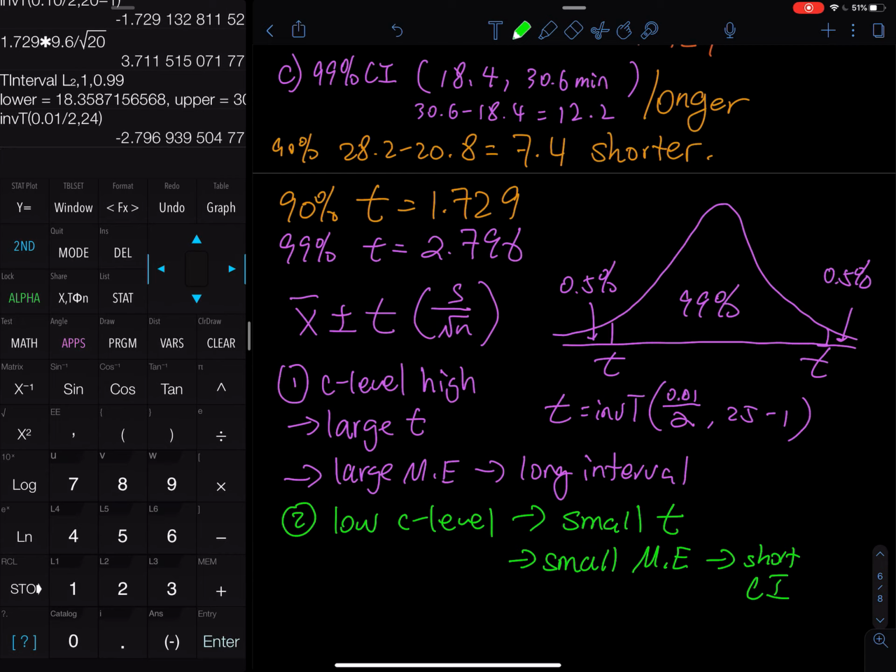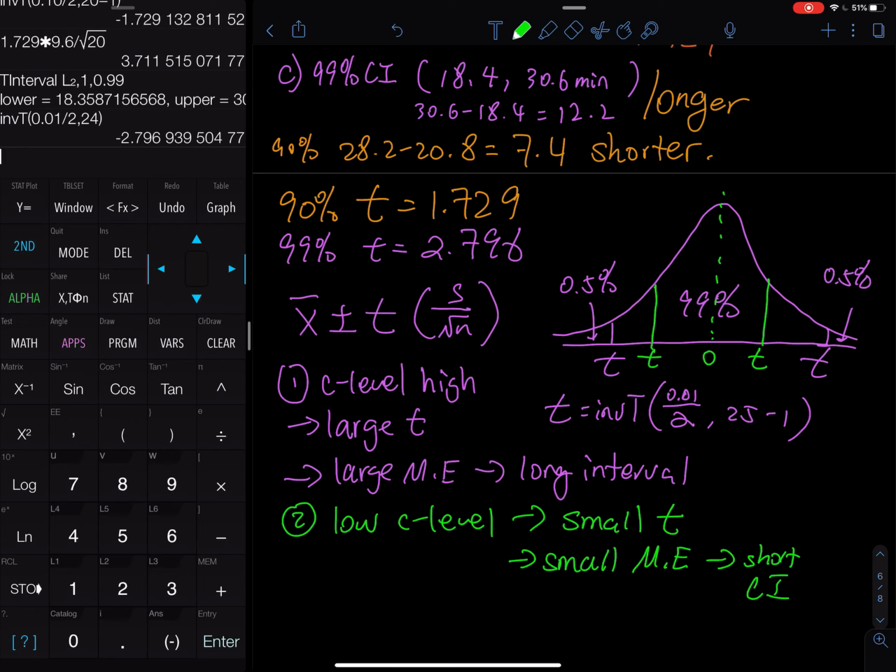Because if you only consider 90%, so 90% will be right here, right? So that will be this green T and this green T. Since we have 0 right in the middle, the green T is closer to 0. That's why the green T must be less than the purple T. Okay, so that's why when you lower the confidence level, you get a very short interval. This is true in any procedure: the Z procedure, the T procedure, or the proportion. It is true every single time.